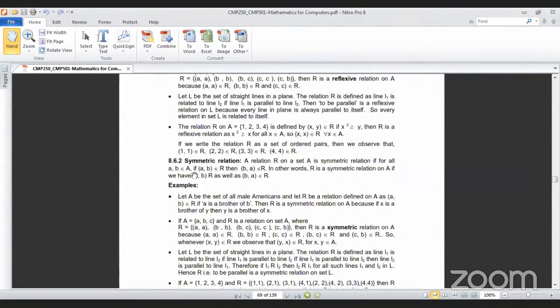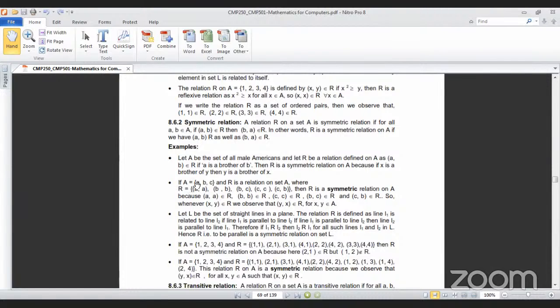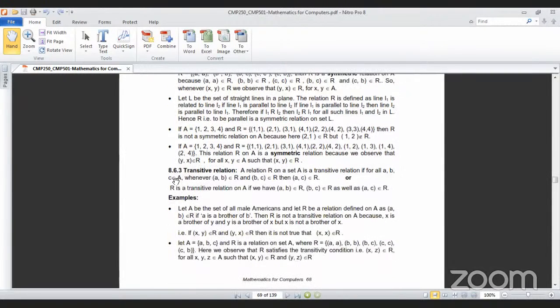Now in symmetric, if AB belongs to R, then BA belongs to R. Means if you are having AB, it should also have BA. For example, if this is your ABC and the relation is AA, BB, BC, CC and CB. You can see BC is also there, CB is also there, and AA, BB and CC are there. So you can say all of this is a symmetric relation.